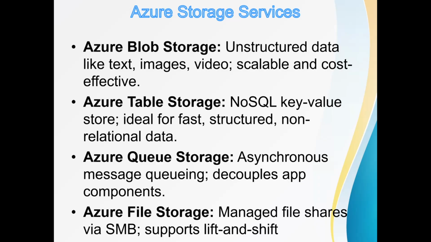Azure queue storage. If we want asynchronous message queuing between the application components, then we will have Azure queue storage, which is used for having asynchronous message queuing in place. Azure file storage is for managed file shares via SMB. Azure file storage is similar to our network drive shares. It will allow us to have file shares, and we can use the SMB protocol to access them.